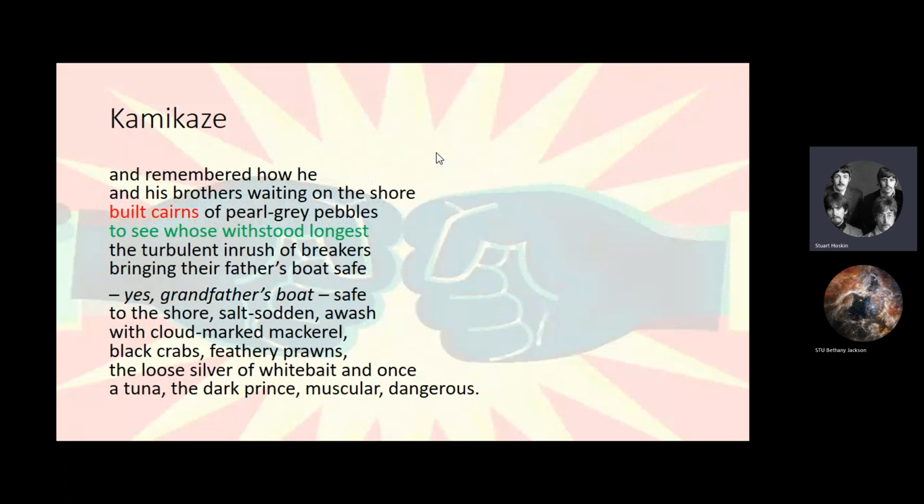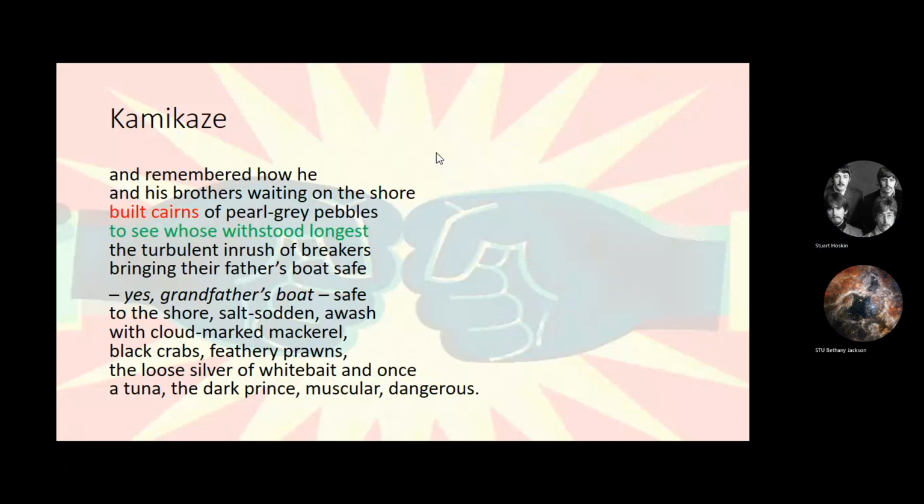These are cairns of pearl grey pebbles. If you know anything about these, cairns were originally built on graves, back before gravestones, to mark where graves were. So cairns are symbols of death. That's not why they're doing it, but they are symbols of death. And Garland places them in his story next to cairns. Let's see whose cairn lasts longest.